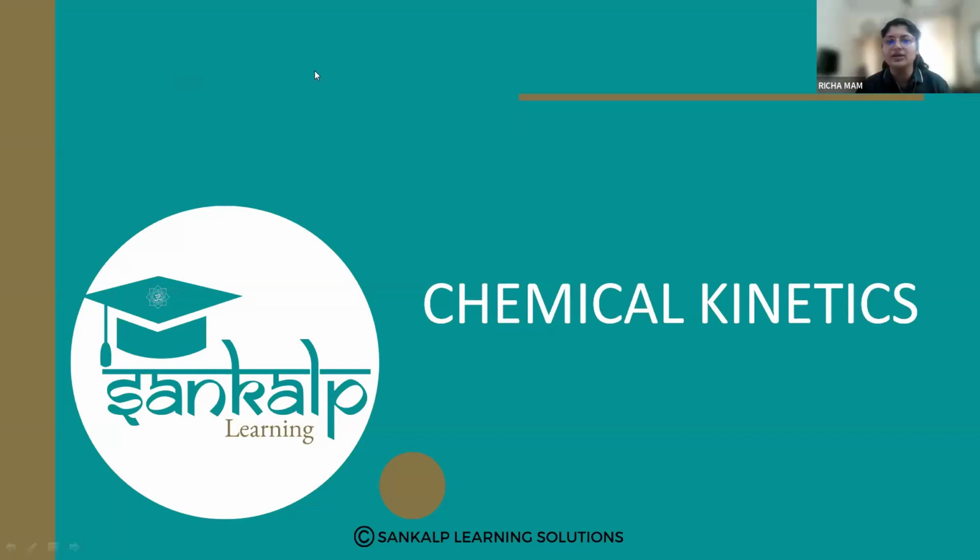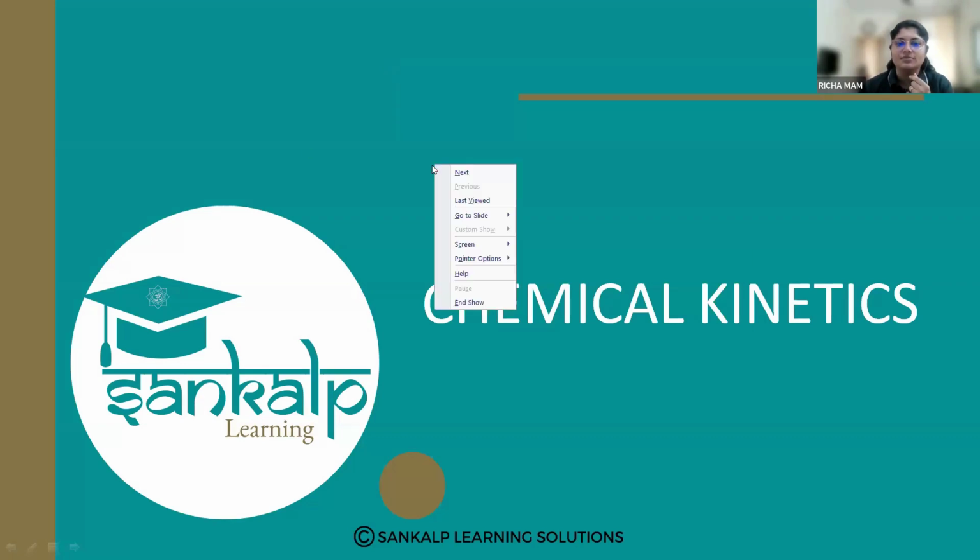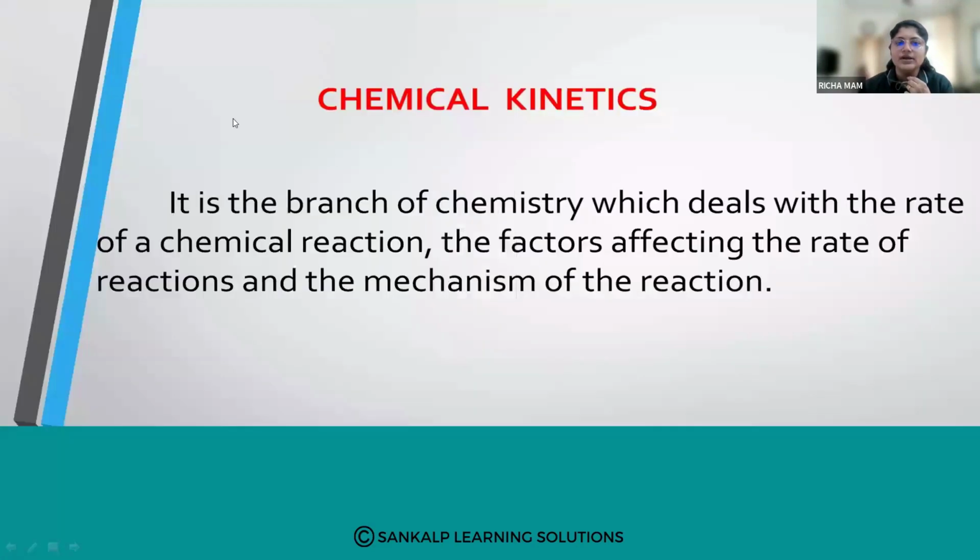What is the meaning of chemical kinetics? Can anyone tell me what we are doing in chemical kinetics? What do you mean by chemical kinetics? It is a branch of chemistry which deals with the study of reaction rates. It studies the various reaction rates, the factors affecting the rate of reaction, and their mechanism.